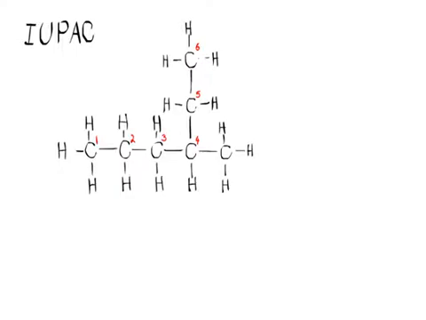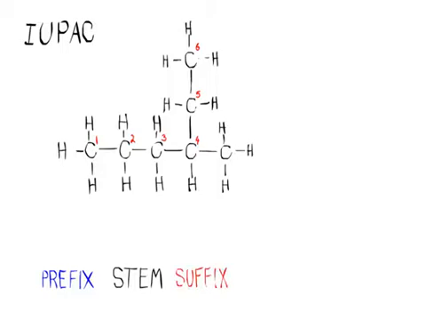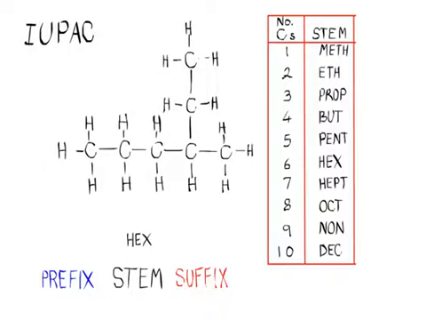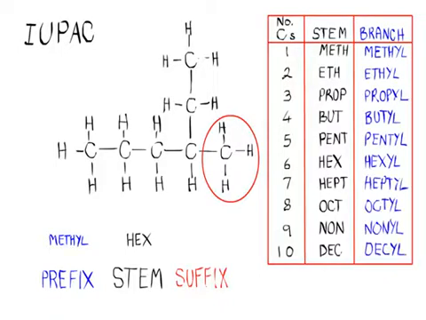This decides the stem part of the name. The names of organic molecules have a prefix, stem, and suffix. As the longest carbon chain is 6, this will have the stem of hex. Here is a list of the stems for the different carbon chain lengths. Next we look at the branches off the main chain. We have a 1 carbon chain branch off the main chain. This is called a methyl group, and this forms the prefix. The names for the branches with the different numbers of carbons are as follows.